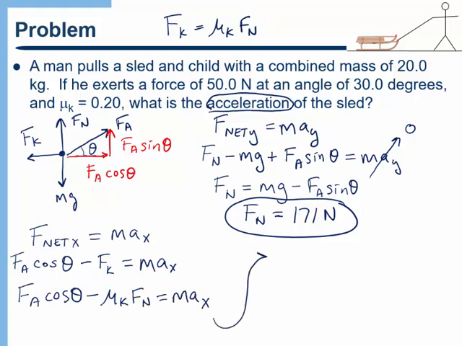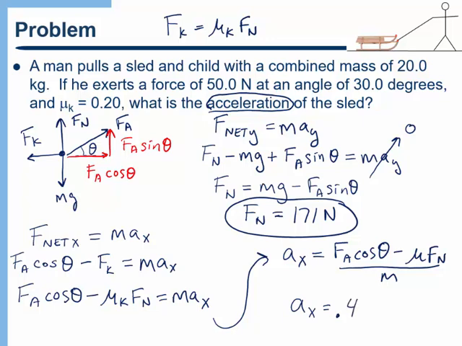And now solving algebraically, like we always want to do, a x is equal to Fa cosine theta minus mu times the normal force, divided by the mass of the object. You should go ahead and plug in the values and make sure that you agree with me. My final answer was that the acceleration was 0.46 meters per second squared.